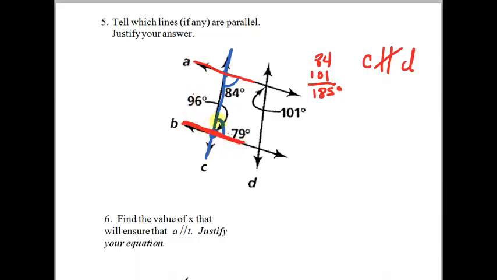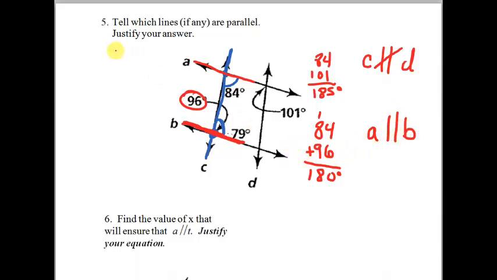Okay, let's add these up. So our top angle again is 84 degrees, and we want to add that to this 96-degree angle and see if we get our 180 total. So we've got 10, carry 1. Oh, looks like we do. We have 180 total. So that means that line A and line B are definitely parallel. Line A is parallel to line B.